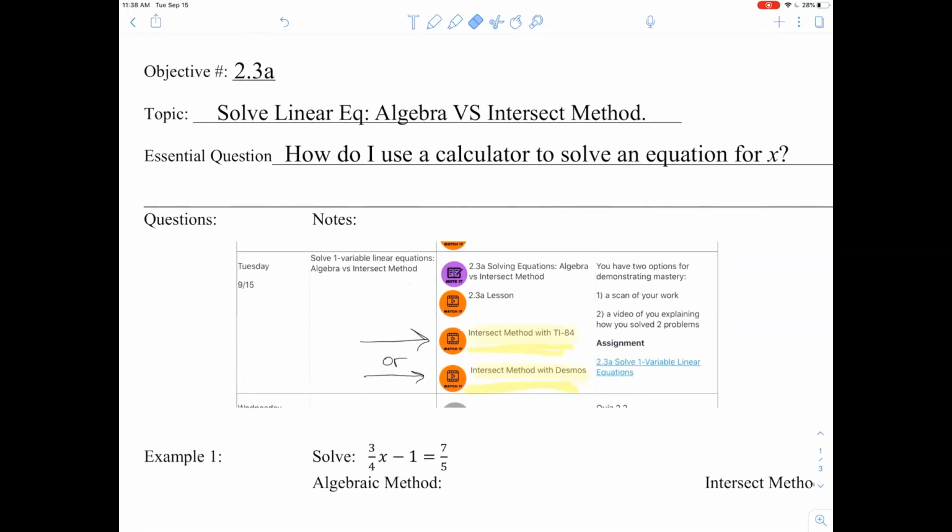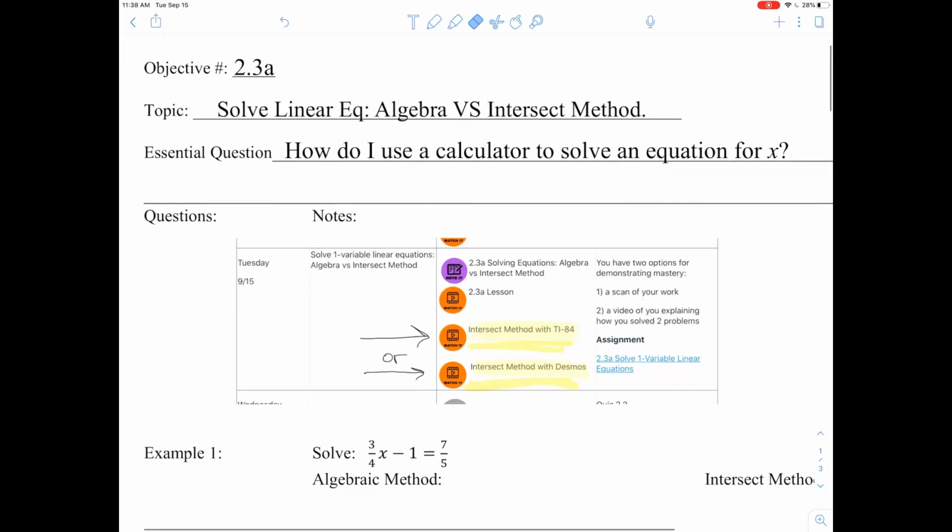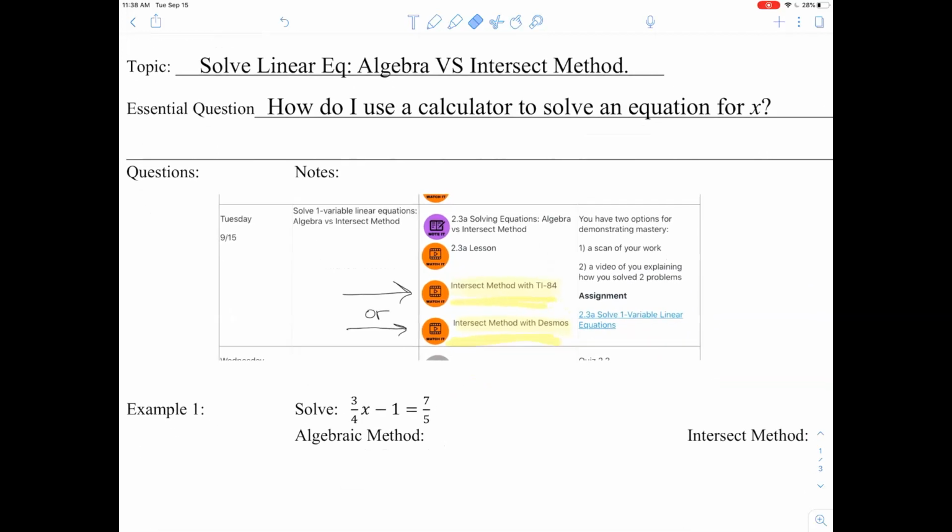So we're going to solve linear equations, and we're going to do algebra versus intersect method. So the intersect method's the new skill that we're practicing today. The essential question is, how do I use a calculator to solve an equation for x?